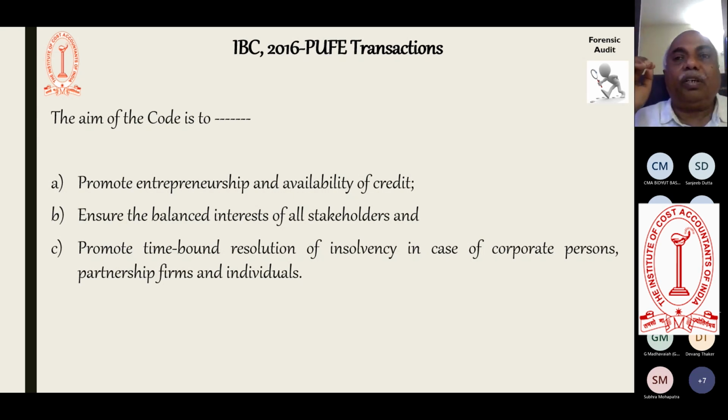These two are important for the development of the country. So to promote entrepreneurship: once it is not developed and bank loans turn bad, in future banks will not give any loans. Then entrepreneurship and availability of credit will become zero. Ensure balance of interest of all stakeholders.